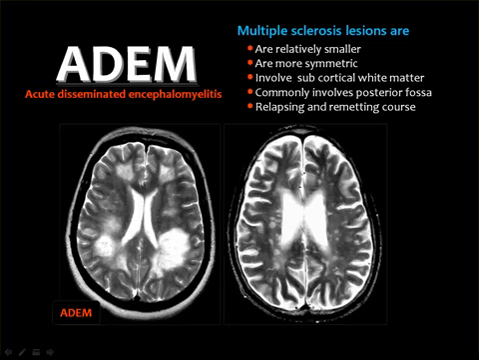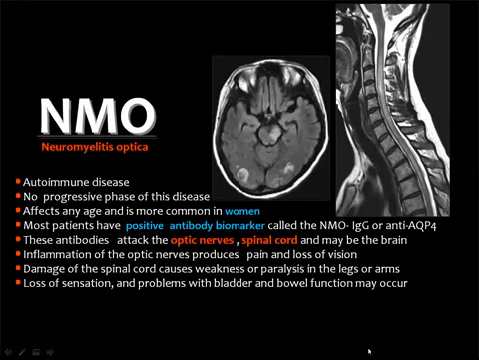And this is a comparison between ADAM and MS. Multiple sclerosis plaques are relatively smaller. They are more symmetric. They involve the subcortical white matter. They commonly involve the posterior fossa, and there is a relapsing and remitting course, although the recent literature says that ADAM may have a relapsing and remitting course.